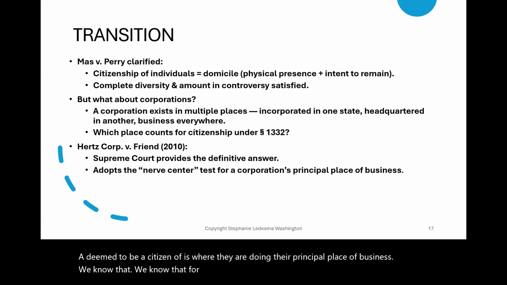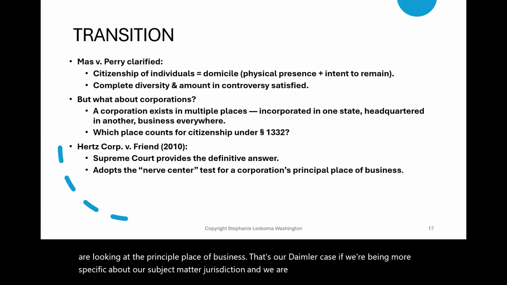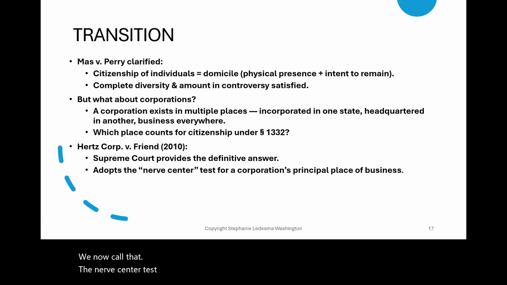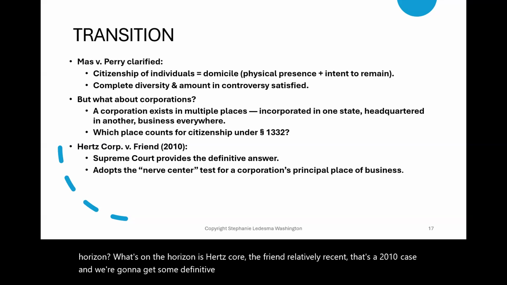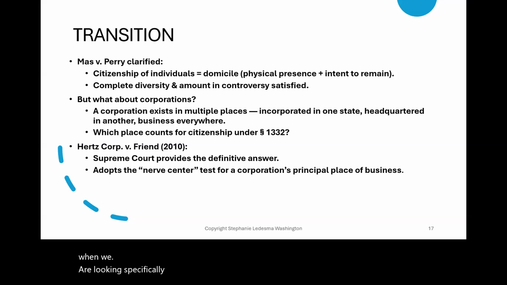For basic general jurisdiction, we know that we're looking at the principal place of business. That's our Daimler case. If we're being more specific about subject matter jurisdiction, and we are looking specifically under diversity, we now call that the nerve center test. Remember? Nerve center test. Okay, so what's on the horizon? Hertz Corp. v. Friend. Relatively recent, that's a 2010 case. And we're going to get some definitive answers on this entity that we refer to as a nerve center when we are looking specifically at diversity jurisdiction.